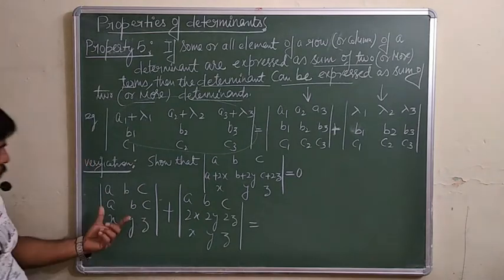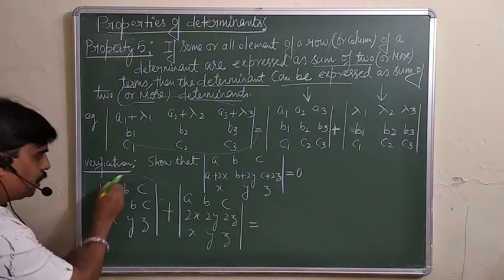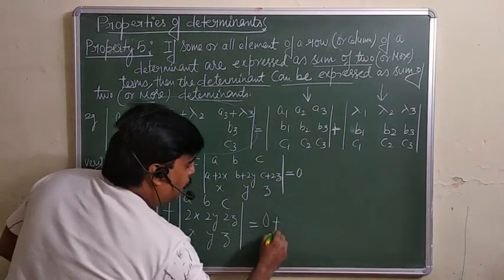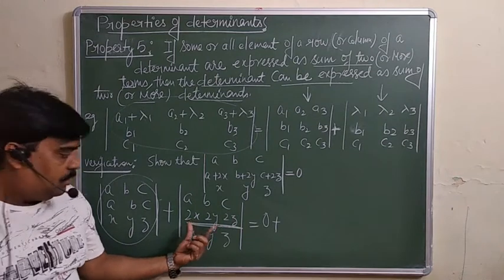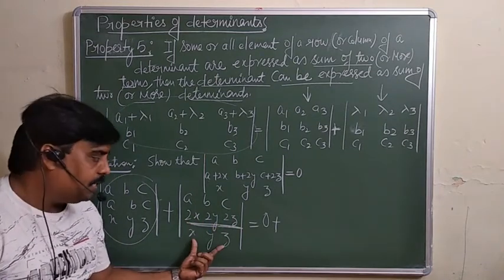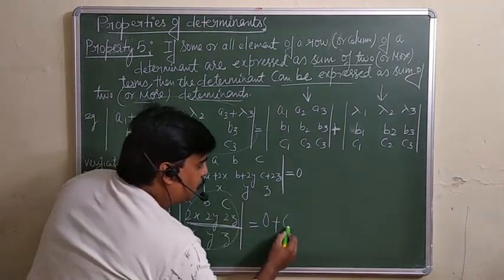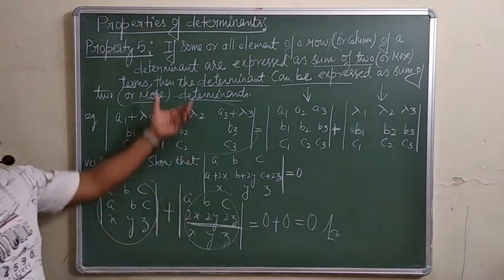Now here two rows are identical, so by the previous property the determinant of this one will be 0. Plus, in the second one, from the second row you can take out 2 as common, so you will get x, y, z and x, y, z. Again two rows are identical, so the determinant of this one will also be 0. So it is equal to 0, and this is your proof. Have a look.